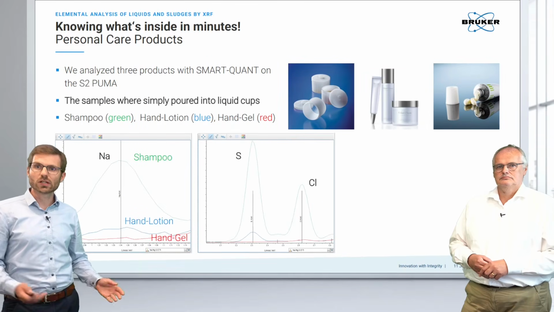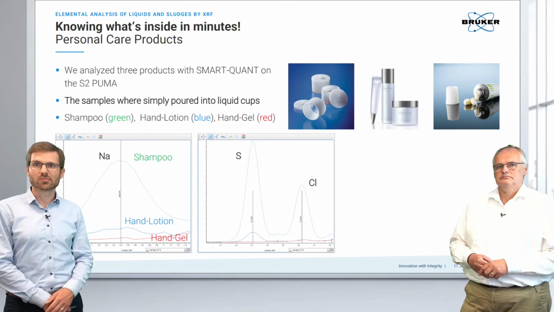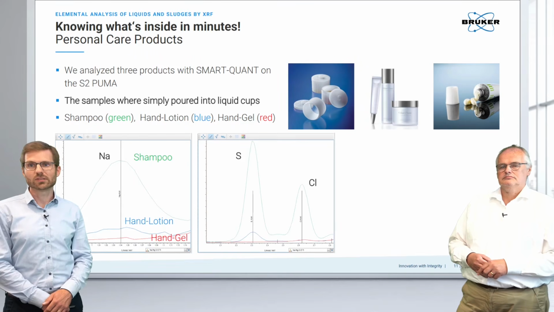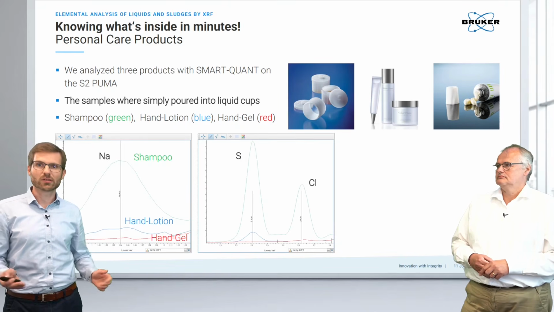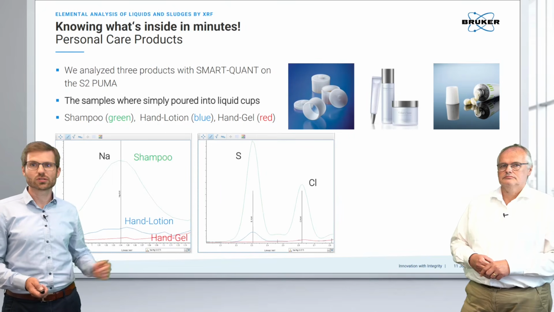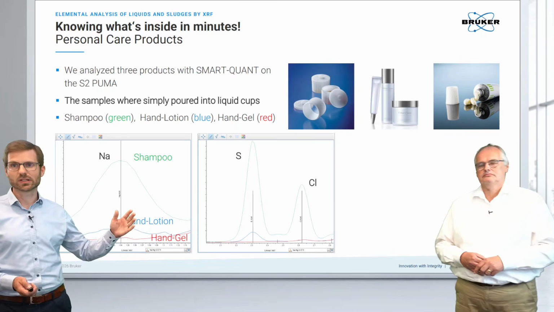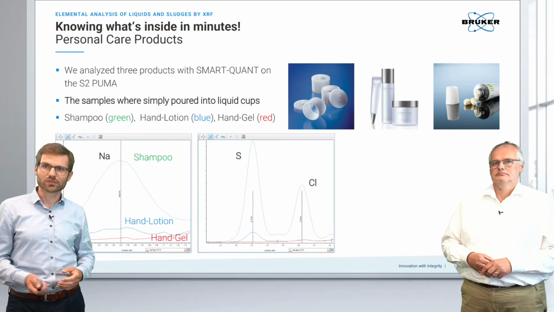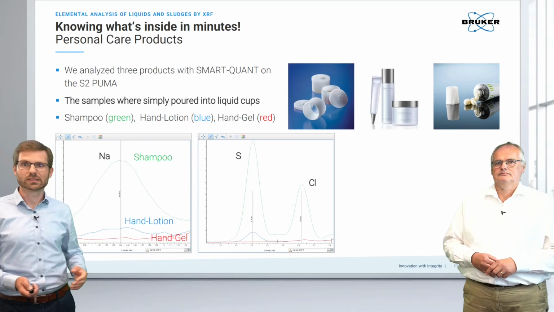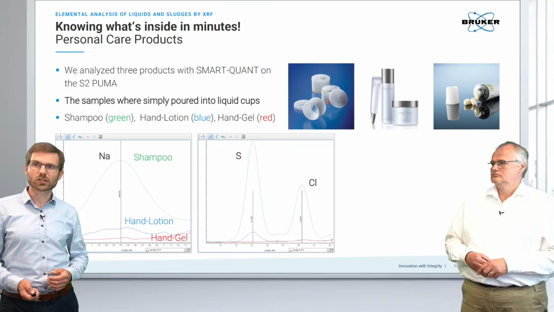I want to show a few examples where this can be used more on the production side. Here more in the pharmaceutical and personal care products. Just an example here where I'm comparing shampoo to hand lotion to hand gel. We can see different responses. The shampoo has much the highest sodium content, of course, referring to some active ingredients inside. And so this can be easily quantified with SmartQuant.